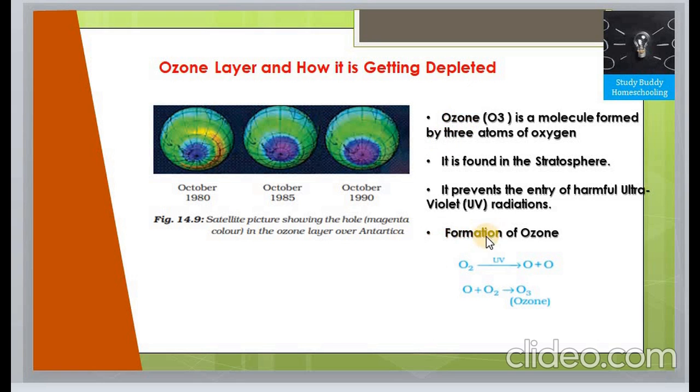Now, let's see how ozone is formed. The O2 oxygen molecule, in the presence of UV, gets broken up into O plus O, two oxygen atoms. Now this oxygen atom again clubs up with an oxygen molecule to give an O3 molecule. So UV is used in the formation of ozone.